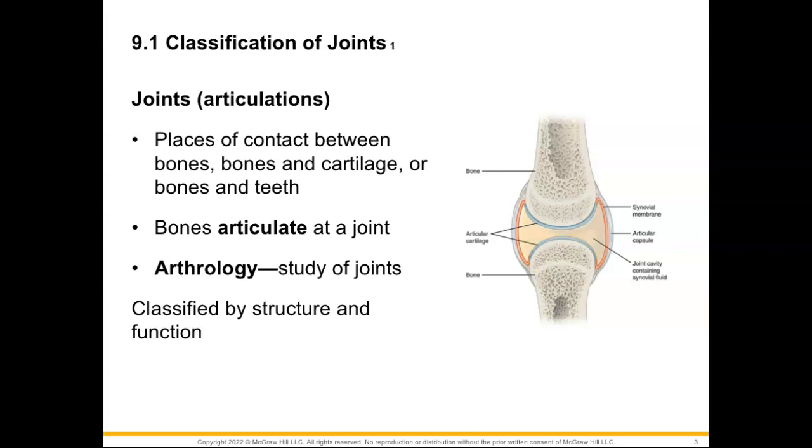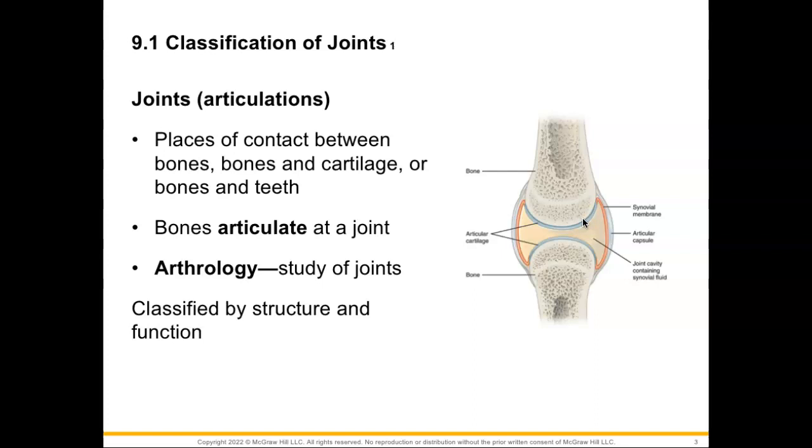Our joints are also known as articulations, as I mentioned, and this is the place of contact between bones and bones, or bones and cartilage, or even bones and teeth. Bones articulate at a joint. So just like how someone is very articulate, they are joining those words together. That's what's happening at a joint, except with bones. And there is arthrology, which is the study of joints.